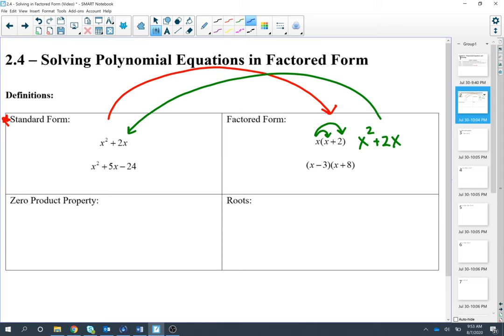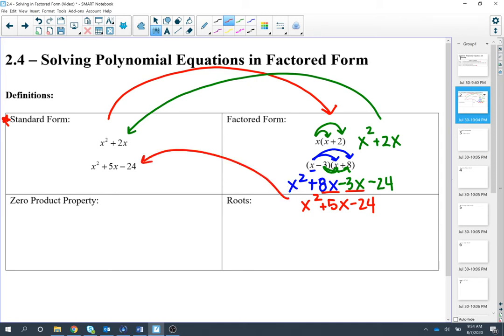If we take a look at our next one, okay, so x squared plus 5x minus 24, I have my factored form over here. The way I would prove this or show this is I would distribute it back out. So we take our first, x times x is x squared, x times 8 is 8x, negative 3 times x is negative 3x, and negative 3 times 8 is negative 24. We then combine our like terms, so we have an 8x and a negative 3x, which gives us 5x. Drop down your minus 24, drop down your x squared.